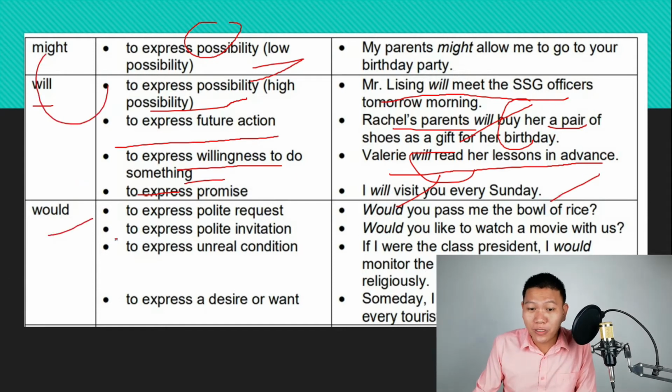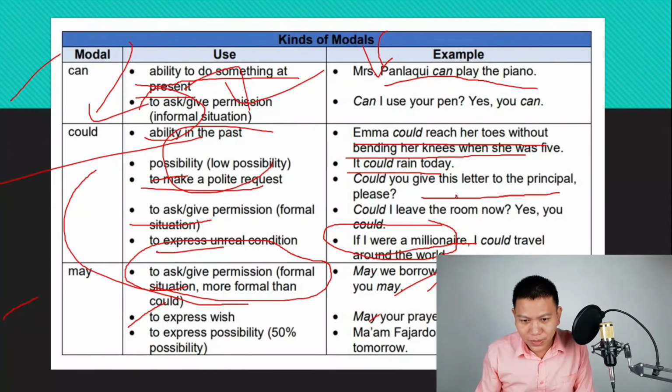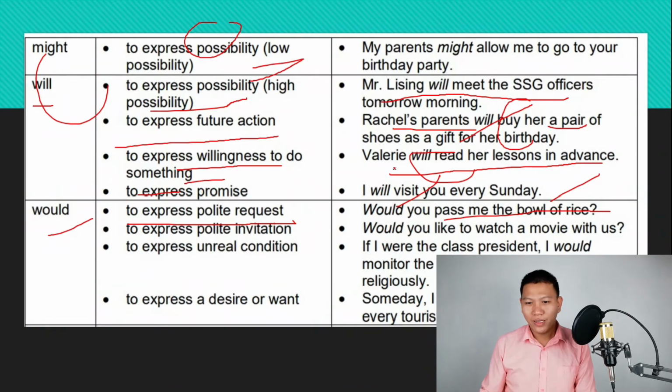Next is would. We use would to express polite requests. Would you pass me the bowl of rice? So it's similar to could, polite requests with would and could. To express polite invitation: Would you like to watch a movie with us? So you are inviting him politely.